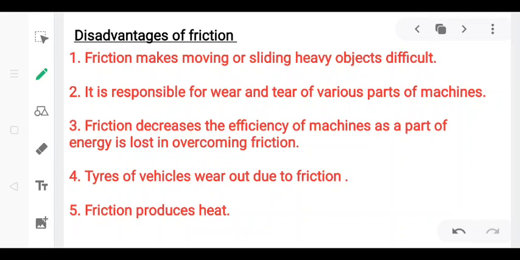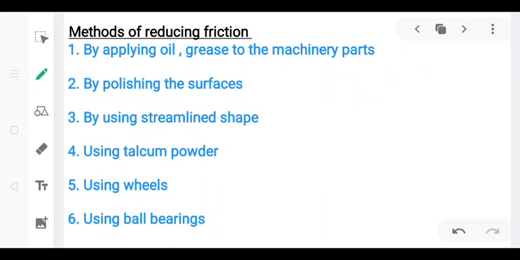Because of continuous friction between tires and roads, the grooves of tires disappear and the tires become smooth, and this can cause serious accidents as the smooth surface provides less friction, so the vehicle may slip on the road. Friction also produces heat, therefore the engines of cars and other machinery become hot after running for some time and stop working.